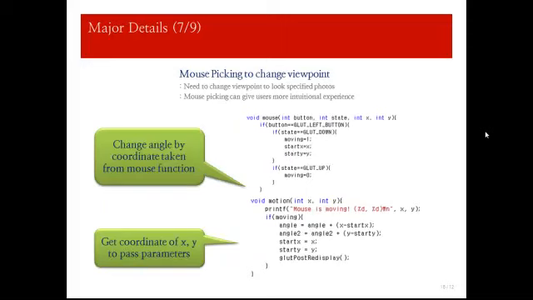Seventh, mouse picking and change viewport. I need to change the viewport to look at specified photos, and users can use keyboard and mouse picking also. Mouse picking can give users a more intuitive experience. In the source code, you can see that the angle changes by coordinates taken from the mouse function, and the x, y coordinates are passed as parameters.